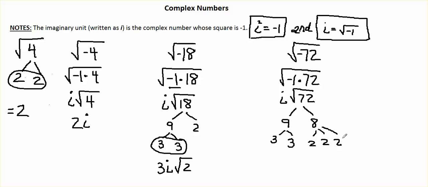We have a group of 2 here and a group of 2 here. We have one that's not in a group, so that'll remain under a radical. So we'll pull 1 3 out and 1 2 out, which makes 6. So the answer is 6i radical 2.